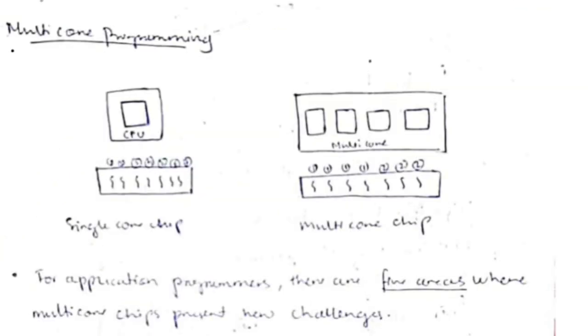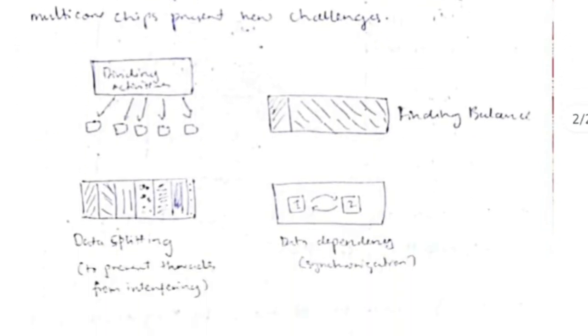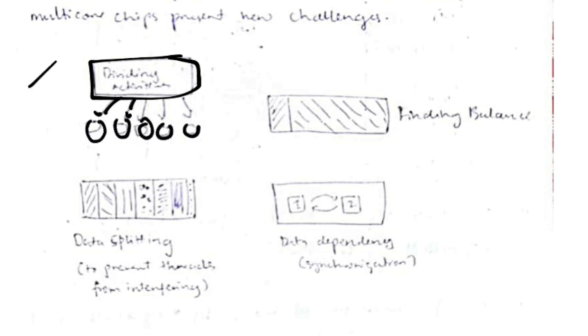Multi-core programming is very closely related to multi-threading. In multi-core programming, there will be multiple CPUs, so the threads will be assigned to each CPU and the work will be done much faster. But there are five challenges faced in multi-core chips. First one is dividing activities. It will take time to divide each activity among the multiple CPUs, so that time is also considered here.